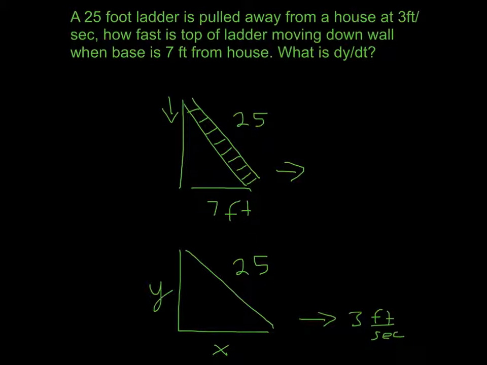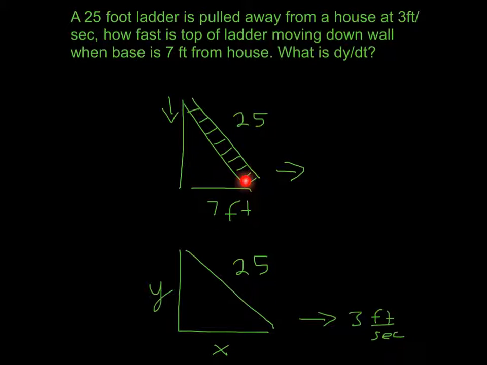So for related rates problems, the biggest thing is the setup. Here, we have a 25-foot ladder that is pulled away from a house. So we have a house on one side, the ground on the other, and the ladder resting between both of these, and it's being pulled away at 3 feet per second.